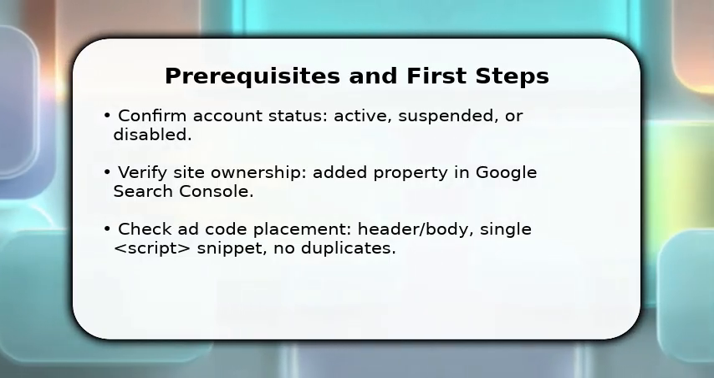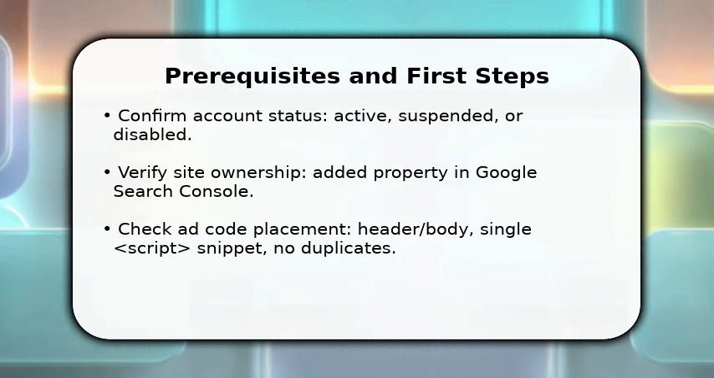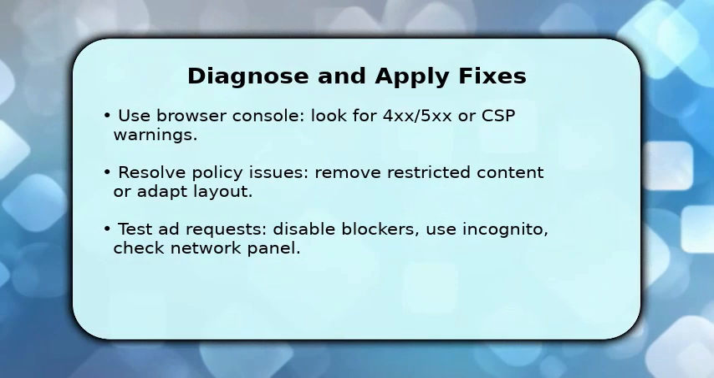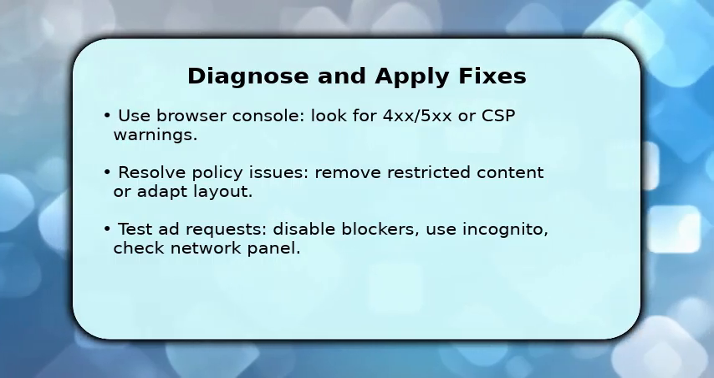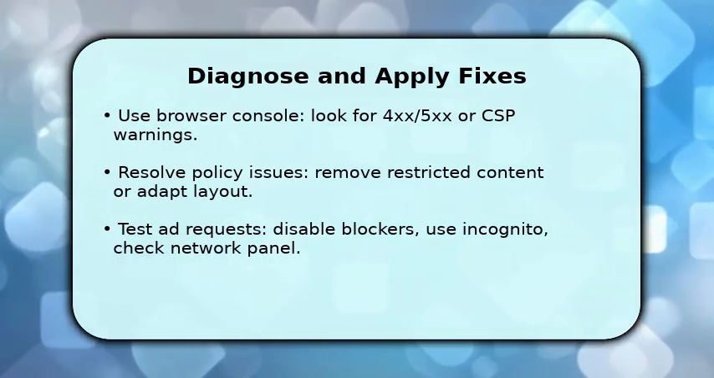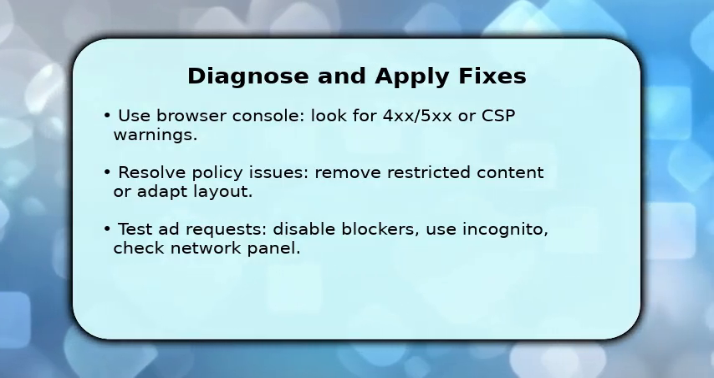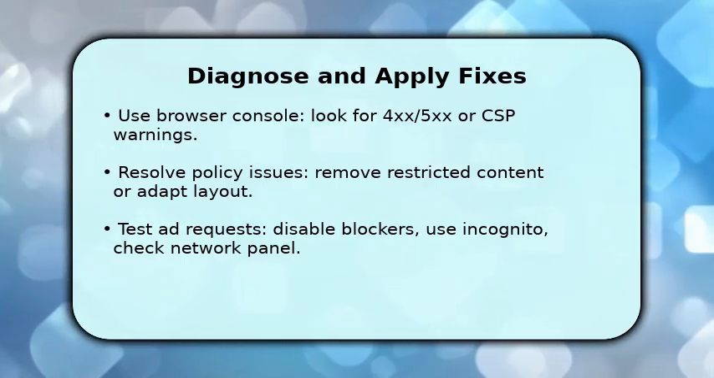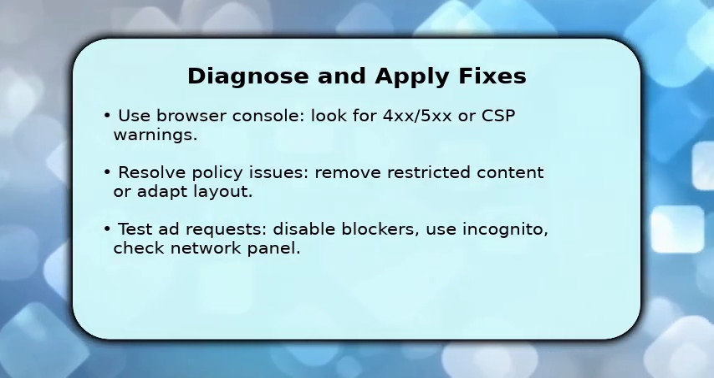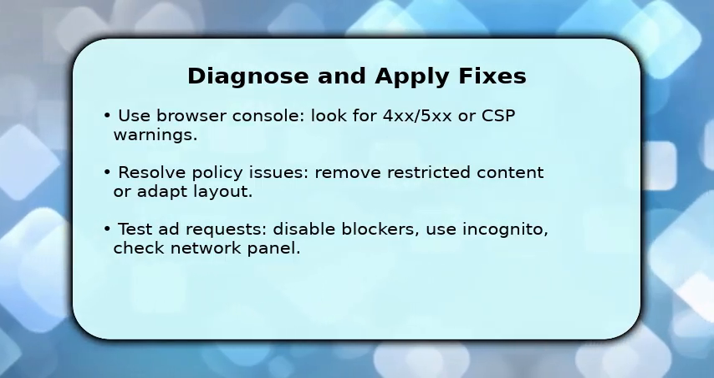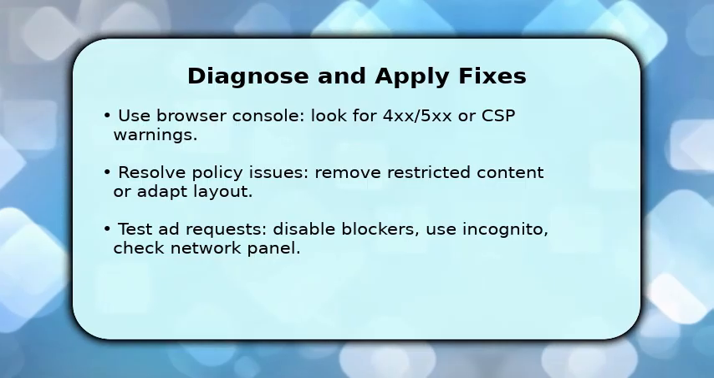Now diagnose. Open the browser console and network panel to watch ad requests, status codes, and content security policy warnings so you know whether resources are blocked. If you find policy violations, remove or modify restricted content and adjust ad placement to meet guidelines. Update your policy TXT or meta tags if needed. Make code changes on a staging page and retest with no ad blockers and incognito.